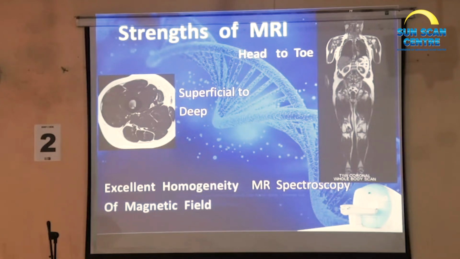And of course there are other attributes like homogeneity. When the patient goes into the MRI machine, there is a magnetic field of the MRI machine which needs to be homogeneous. Homogeneous means similar all throughout. That helps us to get great images. And how do great images help us? That is what we'll see later.